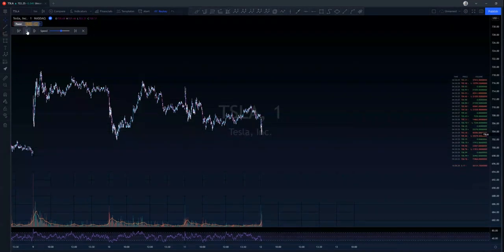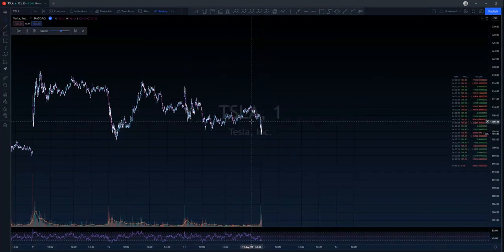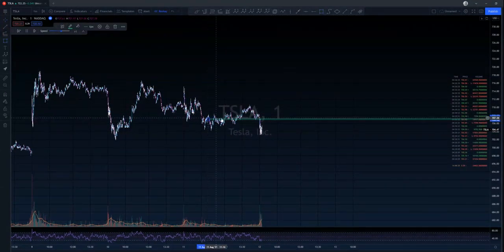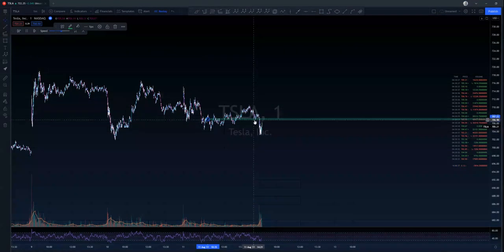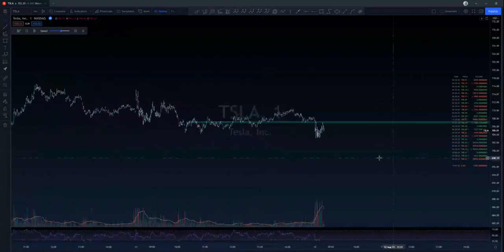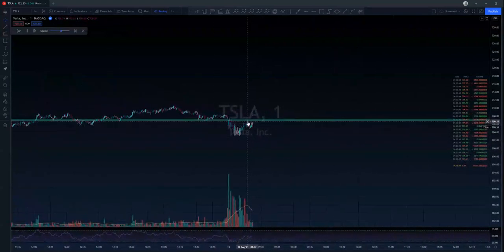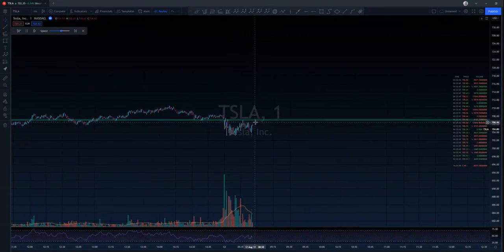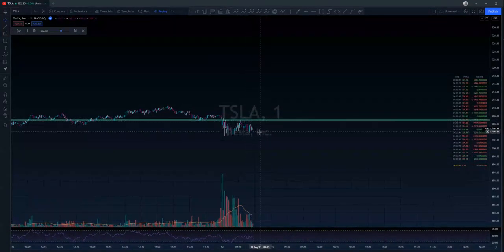So you see, at no point did Tesla look good, because I would have probably had a pivot zone starting out right here to begin with, because this was the most recent support. And you can zoom in here a little bit better. You can see it rejected that. So if I'm looking to enter Tesla, I'm not looking to enter until it breaks this support zone.